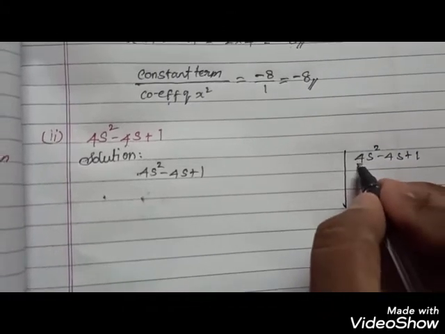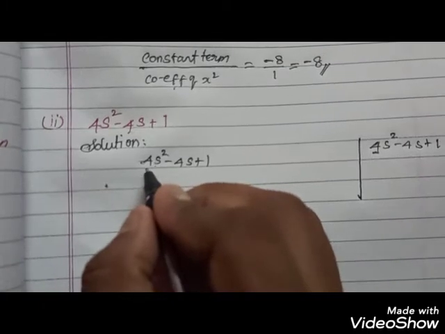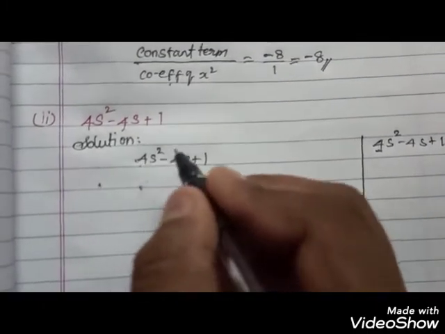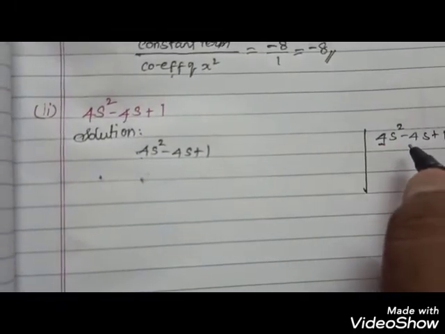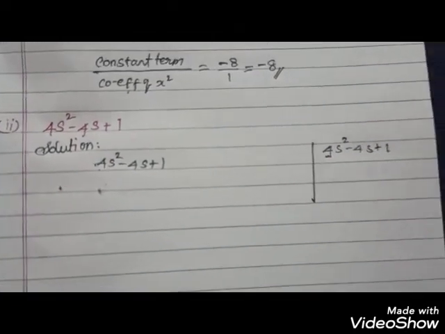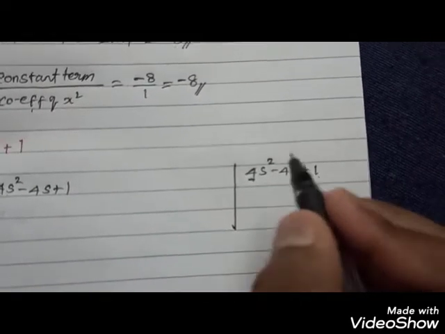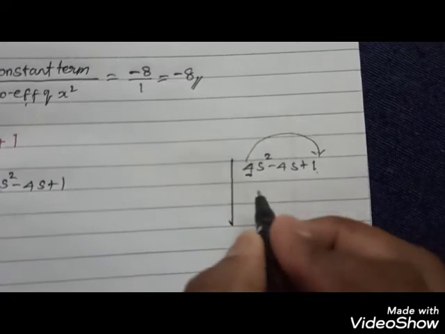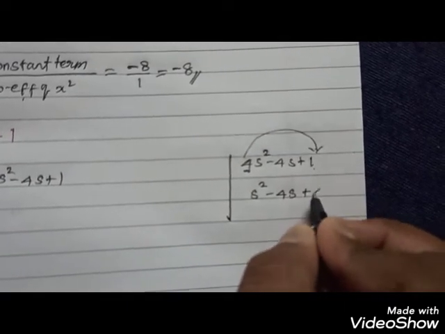So just you have to multiply this 4 if you have a coefficient of the first term. Instead of 1 you have any number as a coefficient, just you go to the refer column and do it like this. So this 4 can be multiplied with 1. So 4 ones are 4. So now s square minus 4s plus 4.